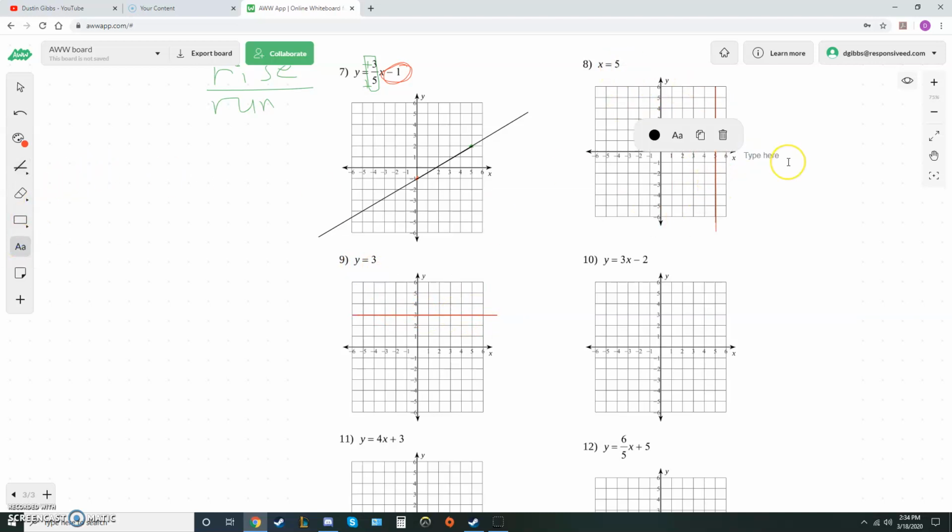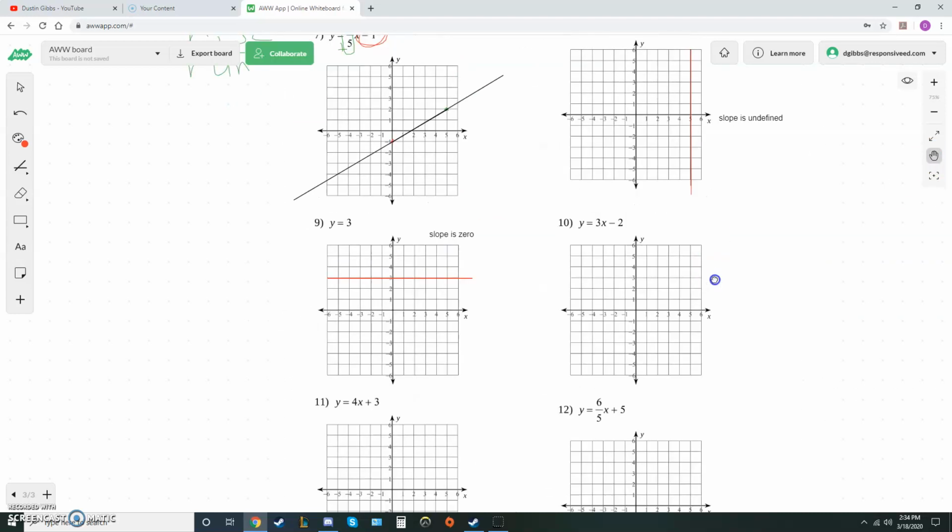Again, please remember the slope is undefined. God, I keep spelling that wrong. Slope is undefined. And then here, slope is 0. Notice that they don't have a slope here. They don't even have a y. And then also notice that here they don't have a slope. There's no m.